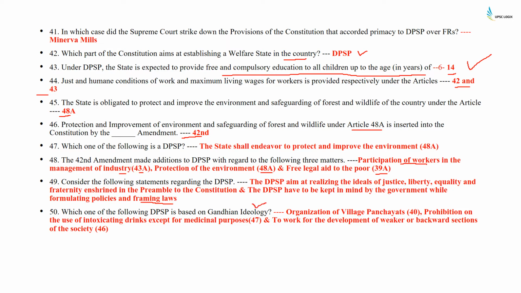Number 1 is organization of village panchayats, Article 40. Then prohibition of use of intoxicating drinks except for medicinal purposes, Article 47. And to work for the development of weaker or backward sections of the society, which is Article 46.